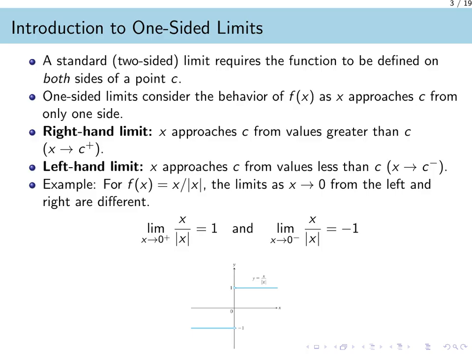For a clear example, consider the function f of x equals the fraction x over the absolute value of x. As x approaches 0 from the right, the function value is always 1. However, as x approaches 0 from the left, the value is always -1. This demonstrates that a function can have two different one-sided limits at the same point.